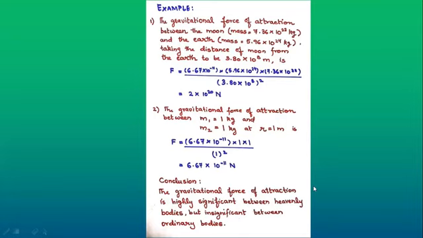So why do two persons on the surface of earth not attract each other? Why do we not come towards each other if we are at a distance of 1 meter? The reason is that this calculation is the answer. The magnitude of the force of attraction is very, very small, almost negligible.